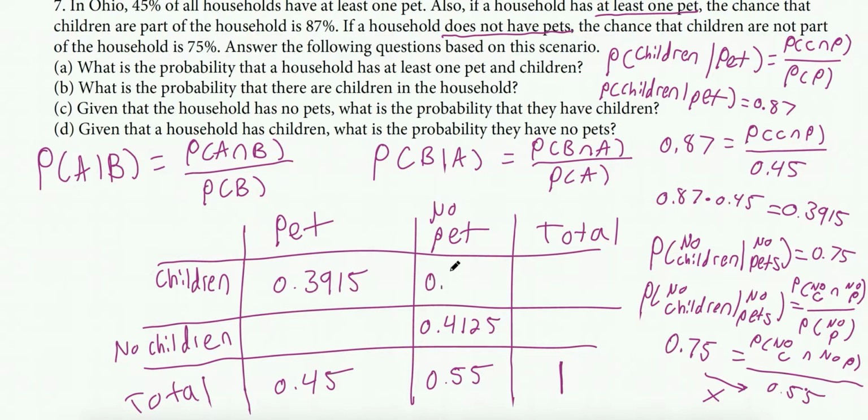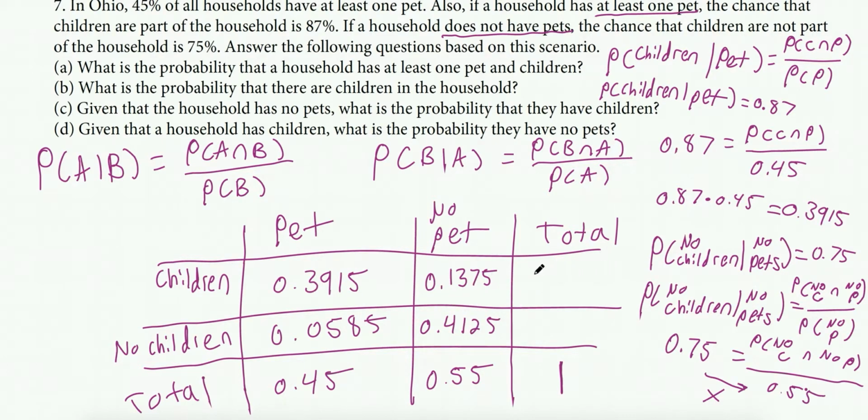So that's 0.1375. Let's look at this column right here. The total is 0.45. The pet and children is 0.3915. So 0.45 minus 0.3915 is 0.0585.